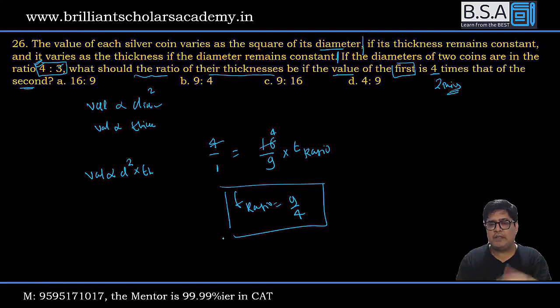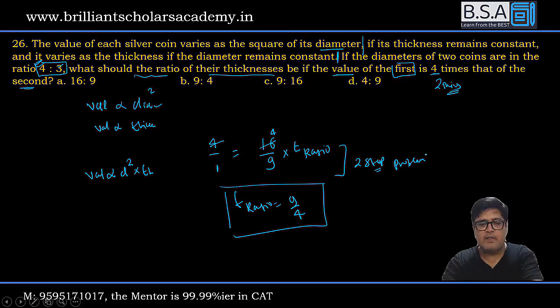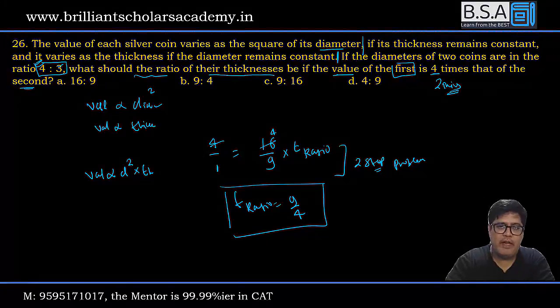For somebody who knows proportionality, somebody who knows how ratios work, this should be a two-step problem. It's a very, very old CAT question. This should have been a two-step problem. 9/4.